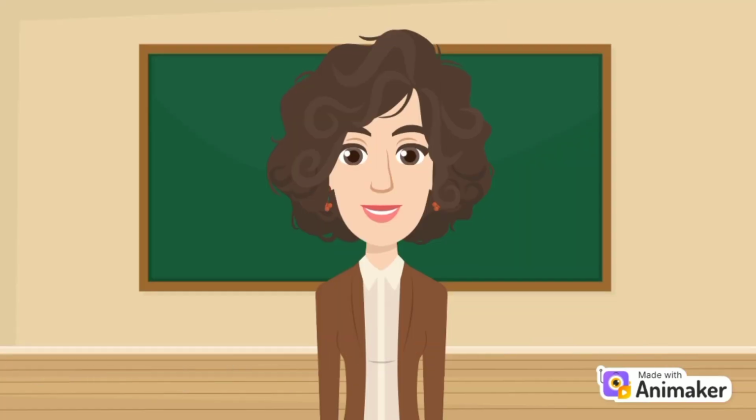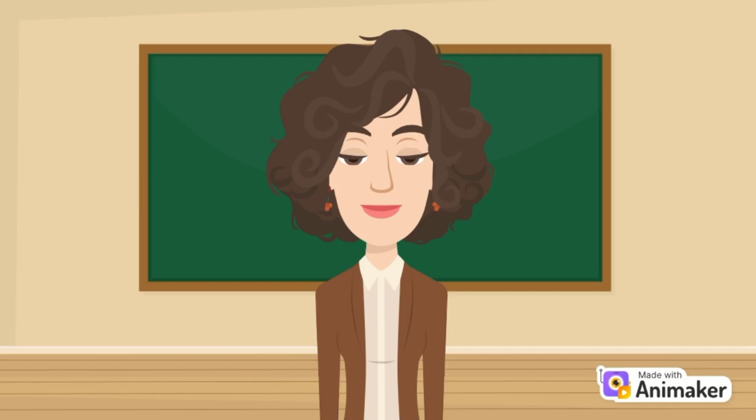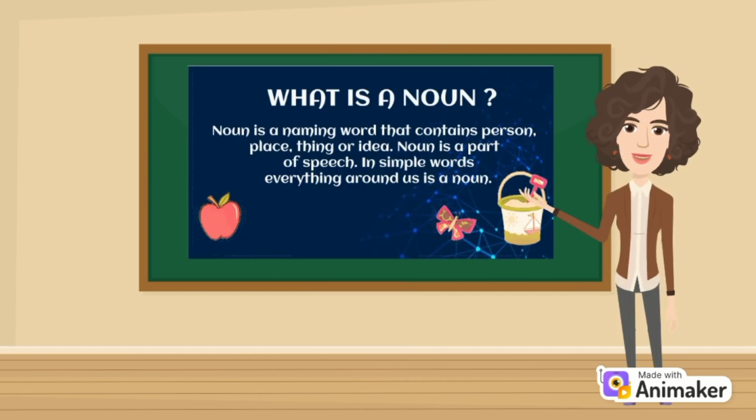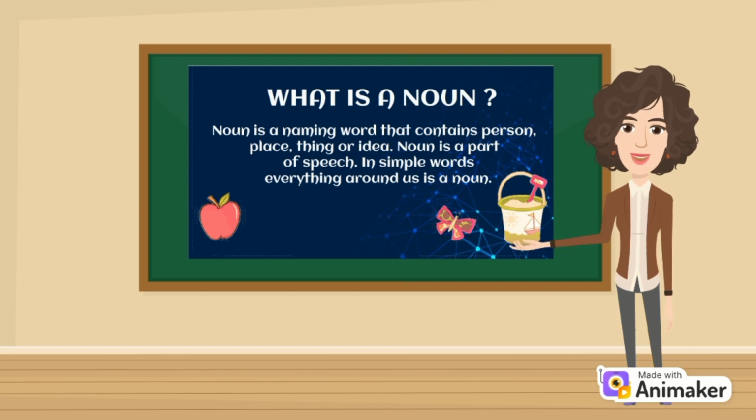Class, do you know that everything in this world has a name, including those pictures that I present? Yes, ma'am. Those pictures have names. That's correct. All names or naming words are called nouns. A noun is a name of person, animal, place, and even things. So noun is a part of speech. In simple terms, everything around us is noun. Always.